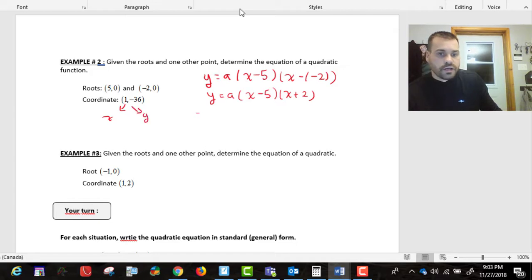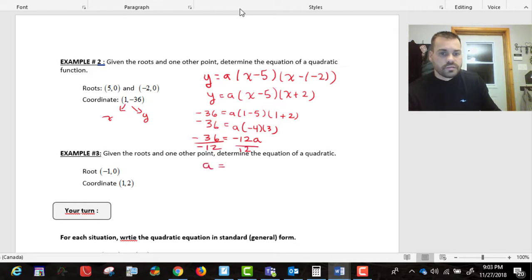That's my y. So I go minus 36 is equal to a times 1 minus 5 times 1 plus 2. So minus 36 is equal to a times minus 4 times 3. So minus 36 is equal to minus 12a, because minus 4 times 3 is minus 12. And then I'm going to divide by minus 12. So a becomes 3, because minus 36 divided by minus 12 is 3. So my equation is y is equal to 3 times x minus 5, x plus 2.